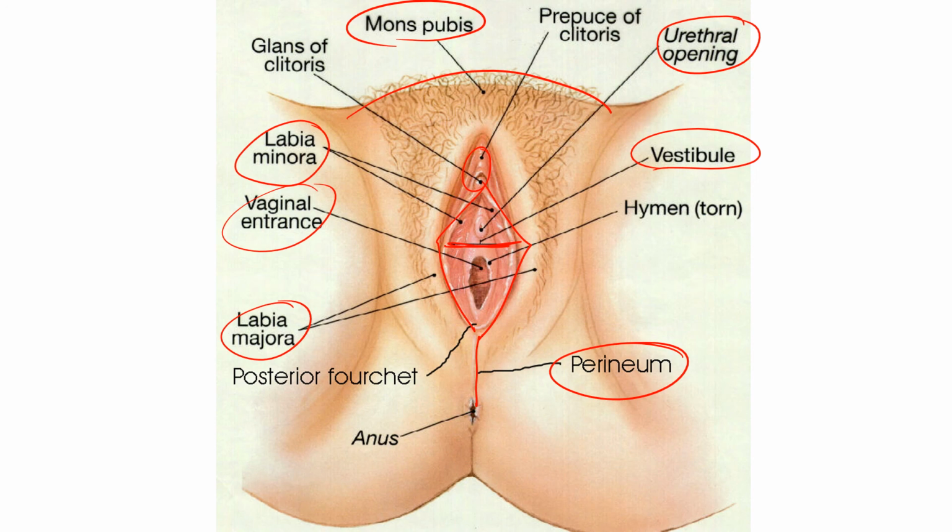There are greater vestibular glands in this vestibule area that lubricate the opening of the vagina. In fact, there are no mucus glands in the vagina itself. The only lubrication it receives is from these greater vestibular glands at the outside opening of the vagina.